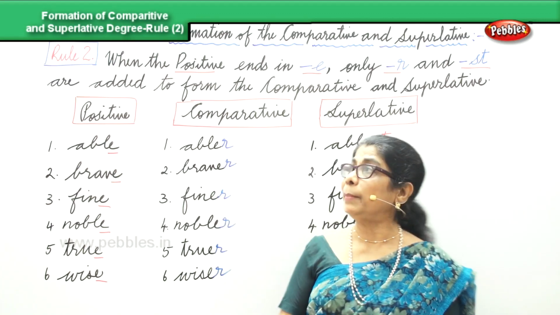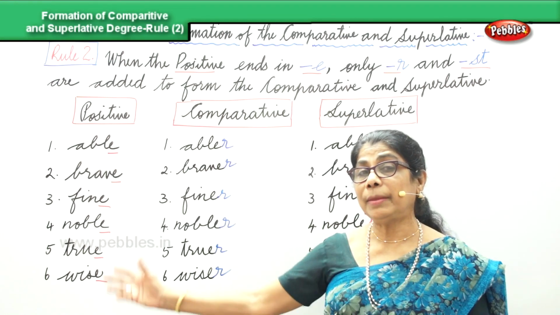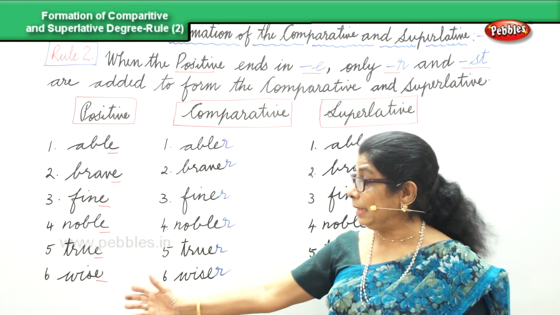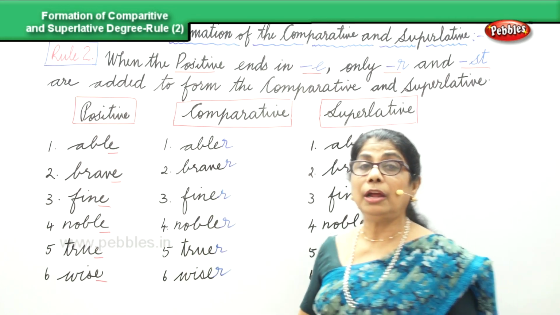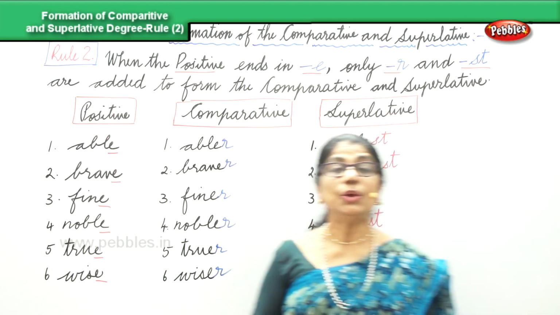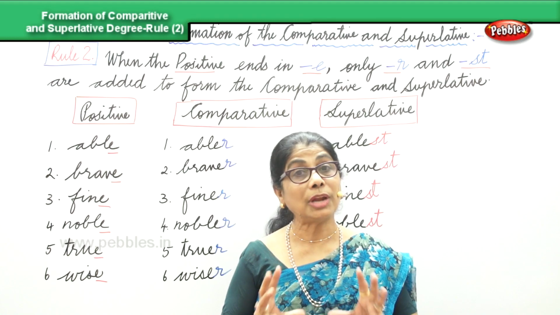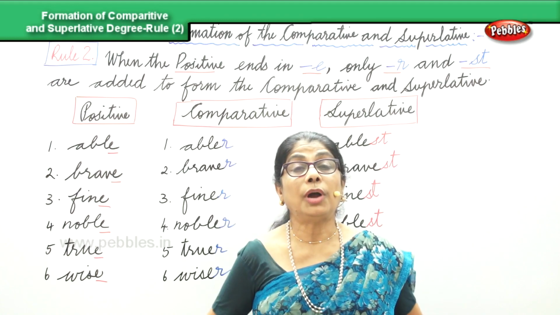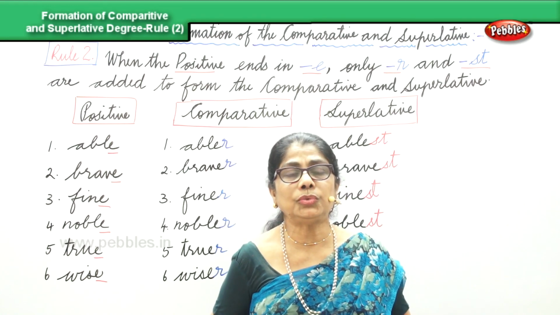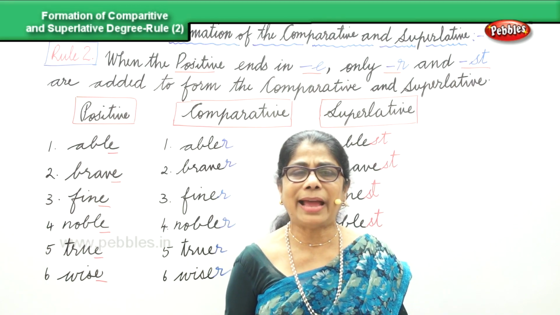We learned rule number 2 in forming the comparative. If the positive ends in E, we add R to form the comparative and we add ST to form the superlative. That is rule number 2. So now we know how rule number 2 goes in the three degrees of comparison of adjectives.